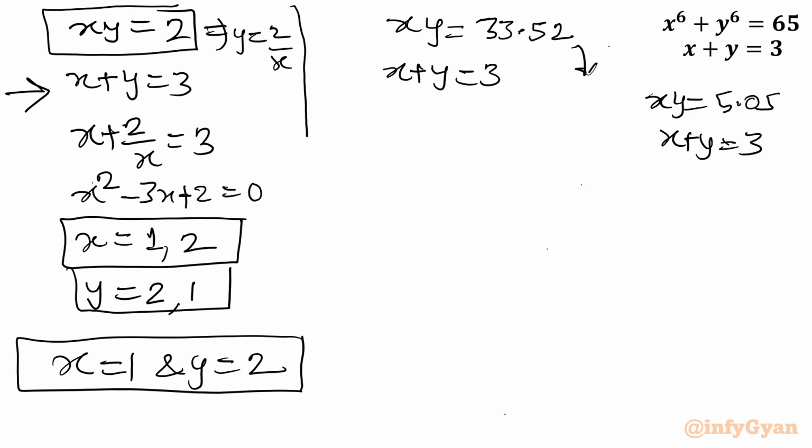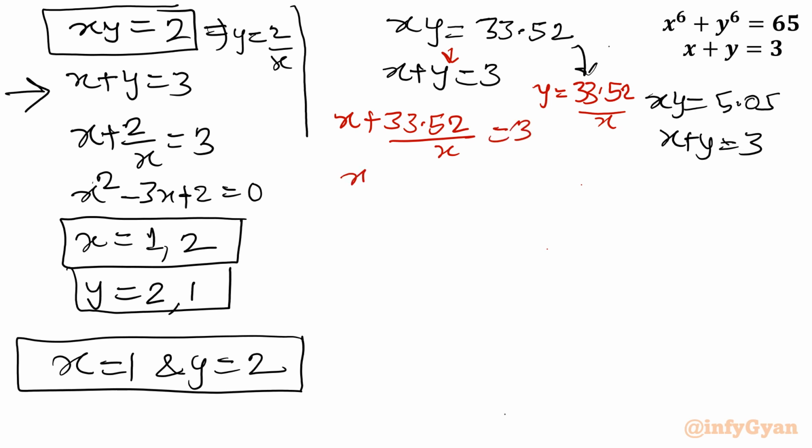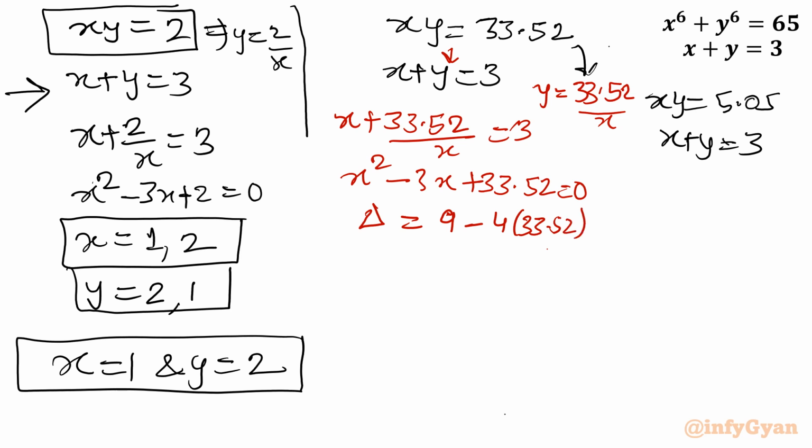So again, the same job I will do with the second and third equations. I will write y equal to 33.52 over x. So let us put x plus 33.52 over x is equal to 3. Multiply both sides by x and collect all the terms to the left except the constant. So x square minus 3x plus 33.52 equal to 0. Now you can easily see, if I find the delta, that value will be b square, so 9, minus 4ac, so 4 times 33.5, that number would be negative. So complex solution, hence we will reject.